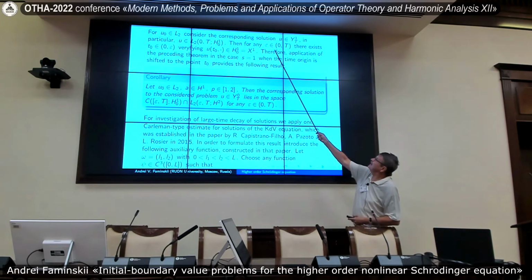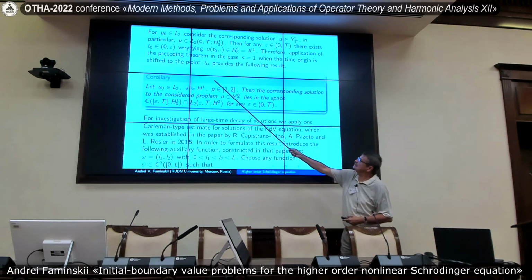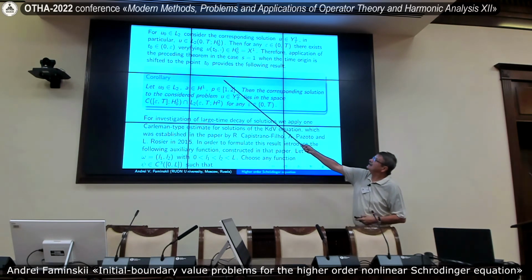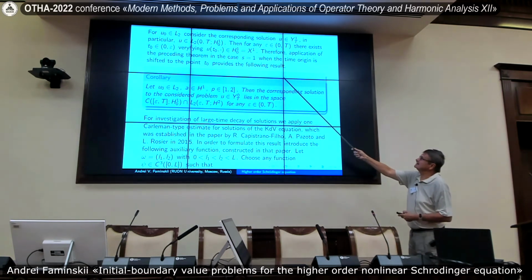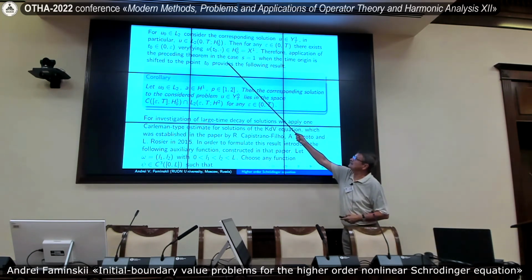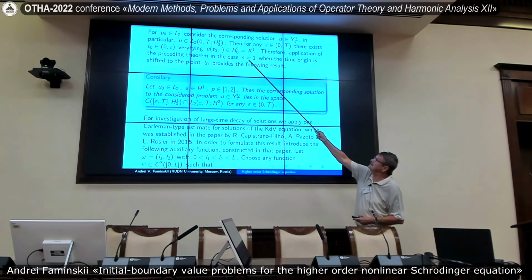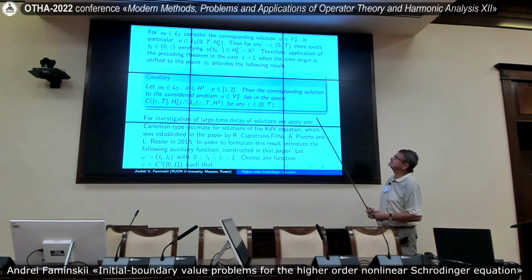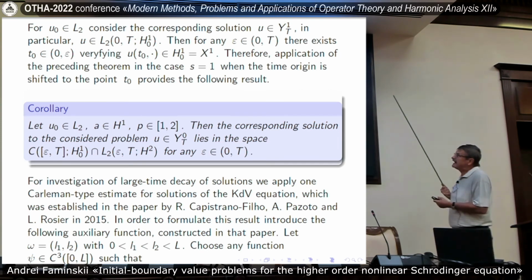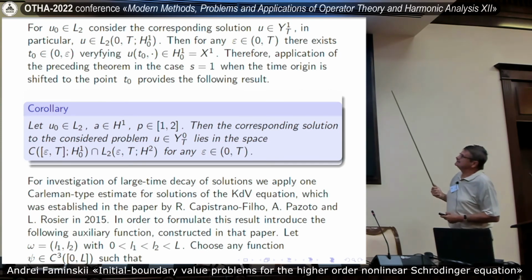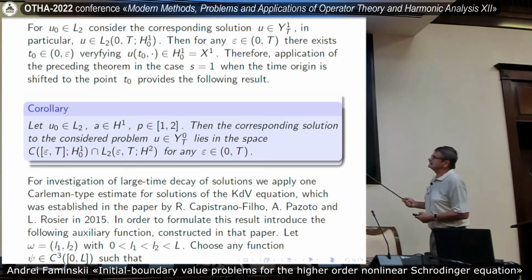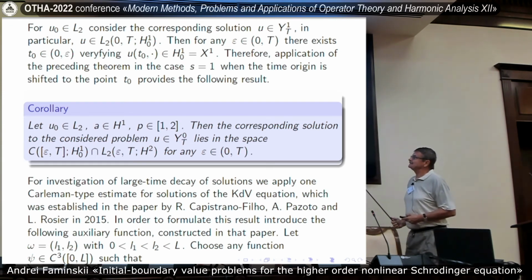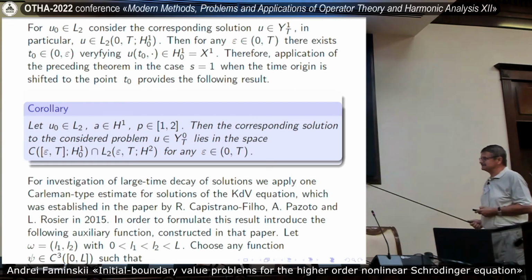Then, for every epsilon, there exists T0 from the interval 0 epsilon such that the solution lies in the space H1, 0, and it is our space X1. And application of the preceding theorem in the case S equal to 1 gives us the following corollary. So we have additional smoothness.